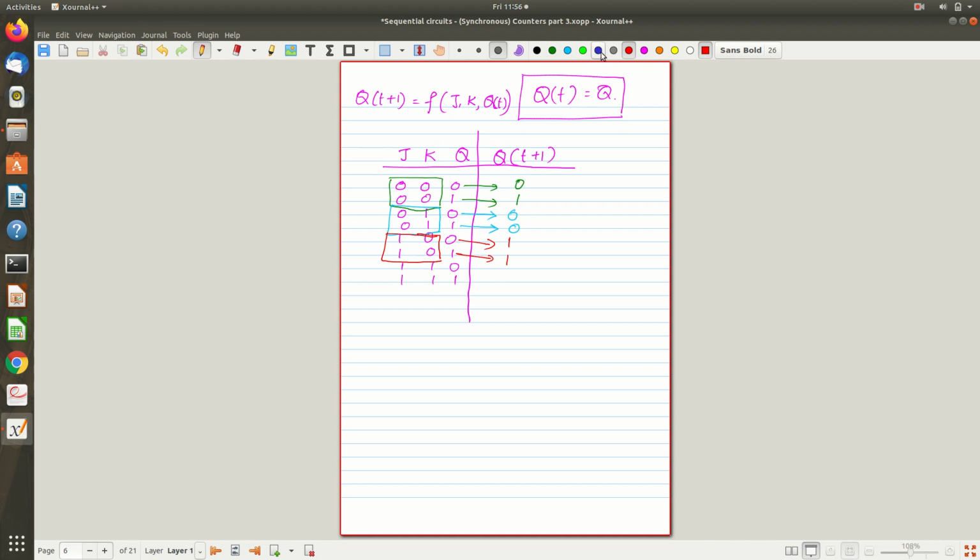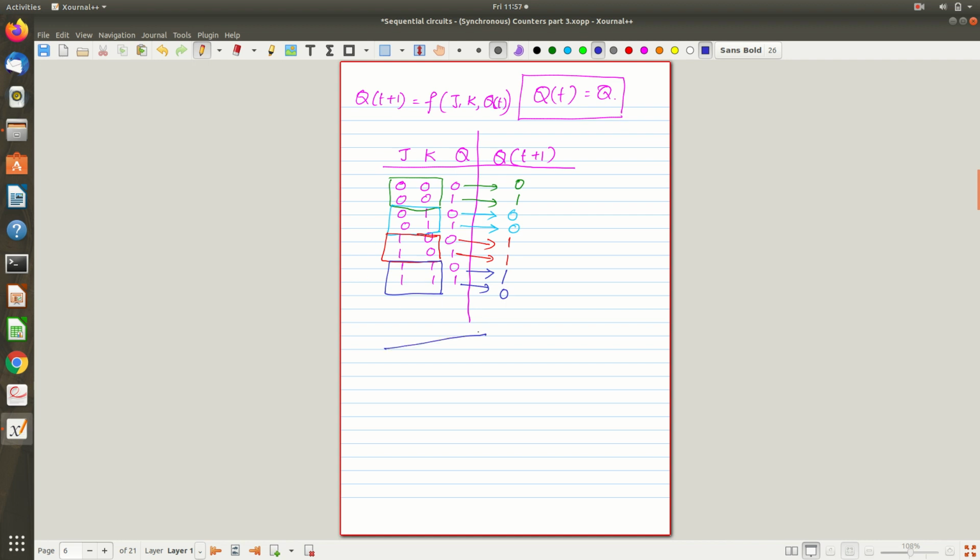And finally, this 1 1 corresponds to toggle, because it is JK. How will it toggle? 0 will toggle to 1 and 1 will toggle to 0. So this is the idea. This is how you get the truth table. Now you know how to simplify it using a K-map, right? Now I want you to simplify using a K-map.